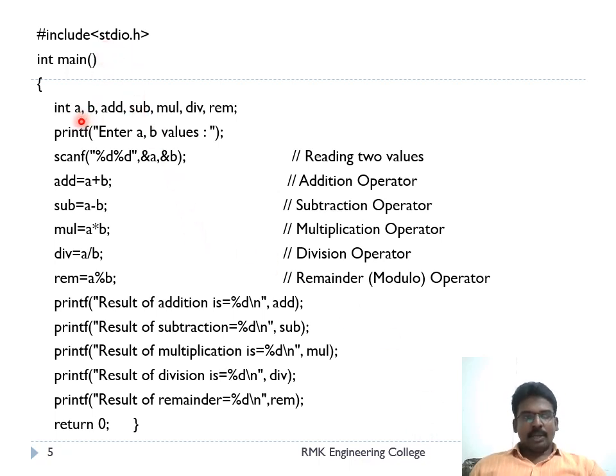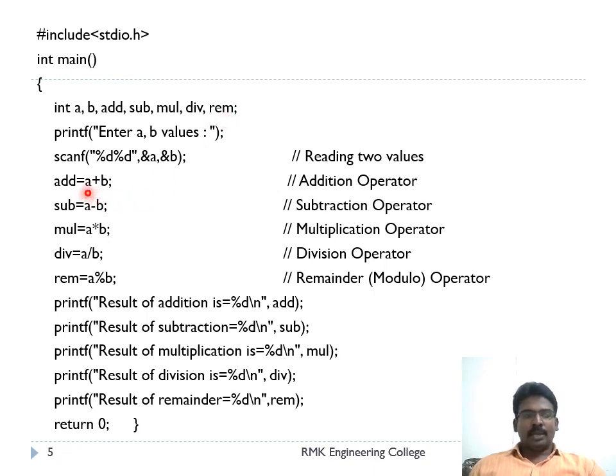Here we are taking two variables A and B to store the inputs that we receive from the user. The result of the addition operation is stored in the variable add, the subtraction result is stored in the variable sub, the multiplication result is stored in the variable mul, and division in div. The result of the modulo operation is stored in the rem variable.